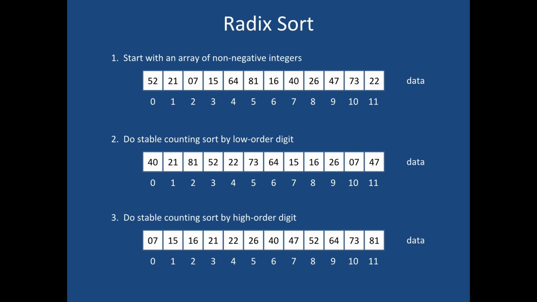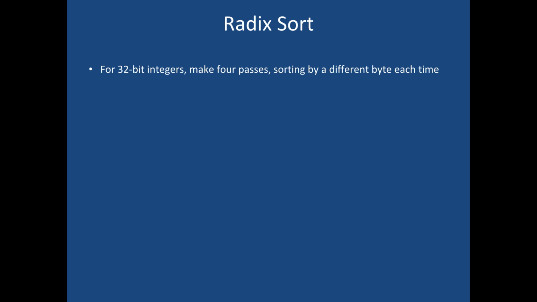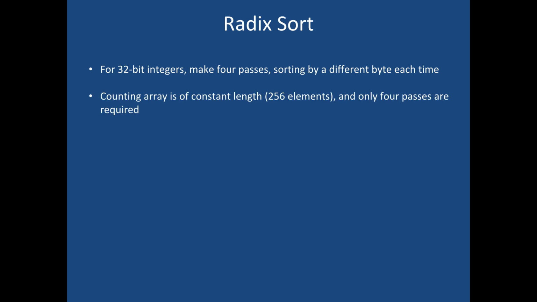If we did low order byte to high order byte, each byte is 8 bits. That's just a 256 entry counting table. So we can do Radix Sort that way. Make 4 passes, sorting by a different byte each time. There are 4 linear passes, and the counting array is fine. It's just 256 elements. So it takes linear time. So that is a linear time sorting algorithm.